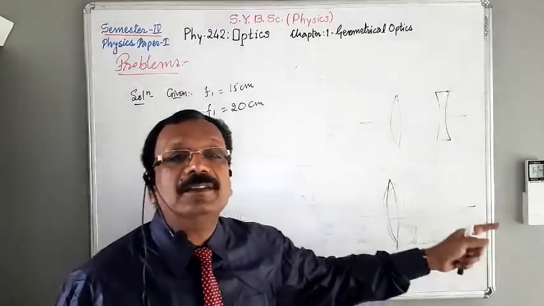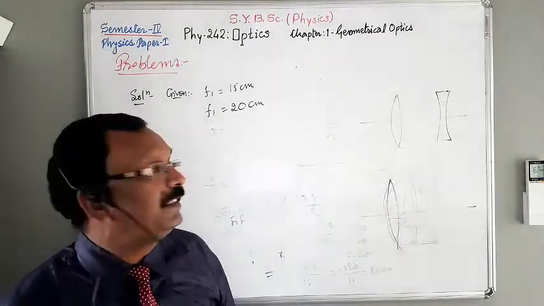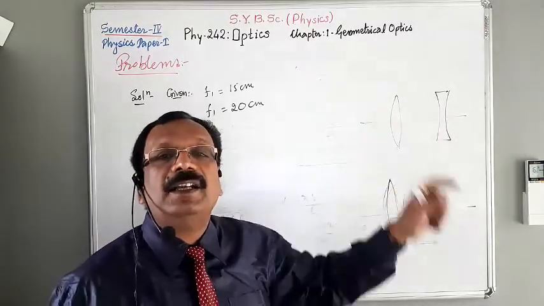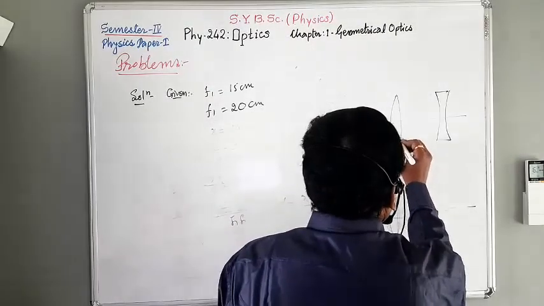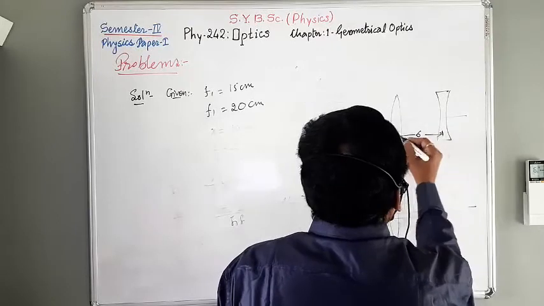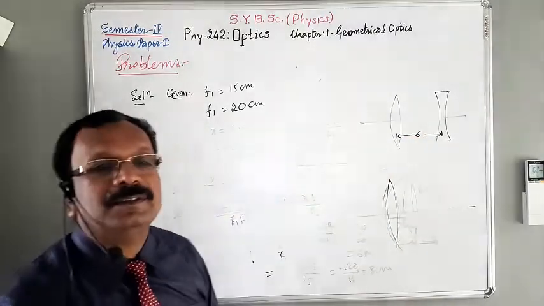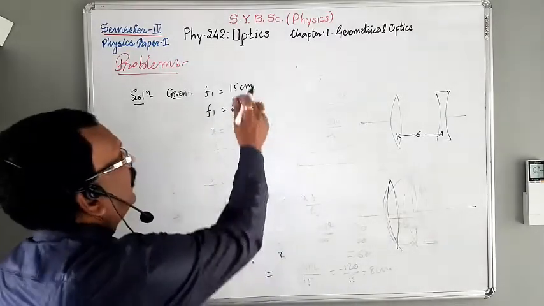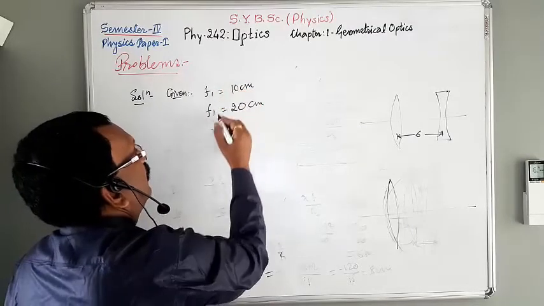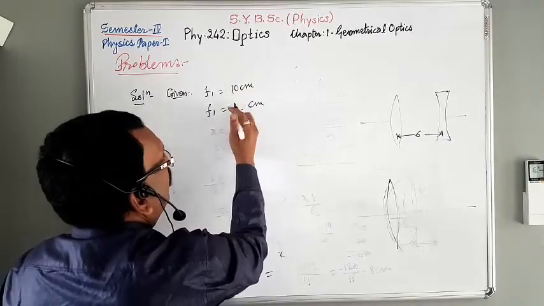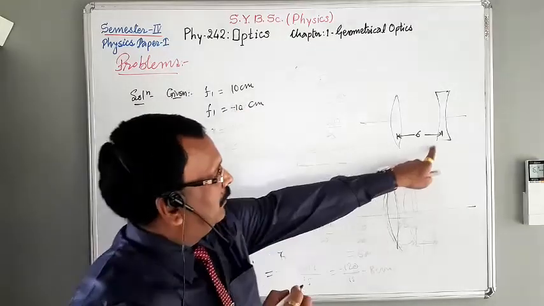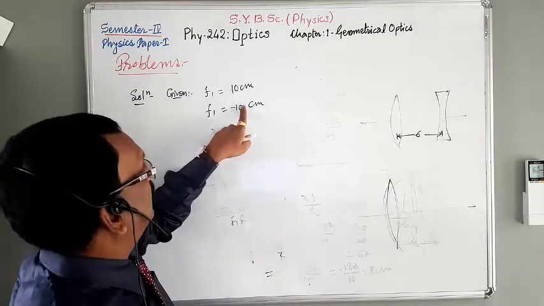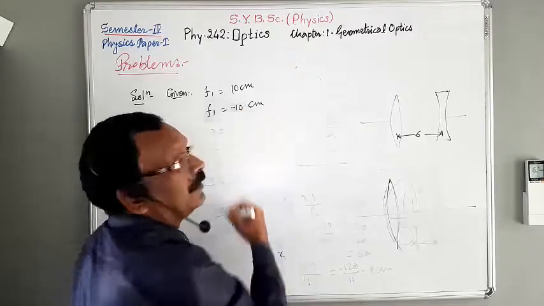These two lenses are placed coaxially. Placed coaxially means the principal axis of this lens and the principal axis of this lens are one and the same. The distance of separation between them is 6 centimeters. Now the focal length of each lens is 10 centimeters. So f1 is 10. The second one is diverging, so its focal length is minus 10. Why minus? Because the second lens is a diverging lens, or concave lens. Hence its focal length is minus.